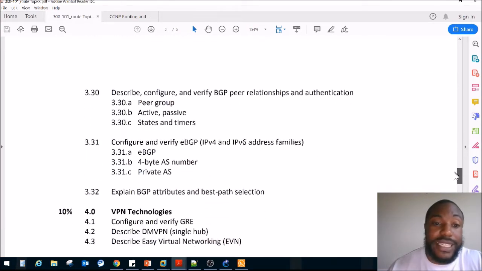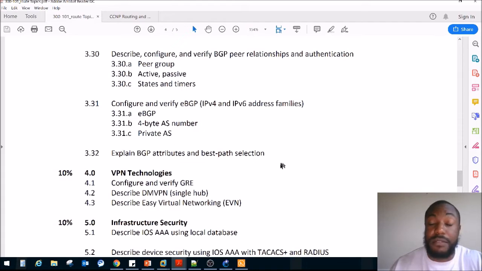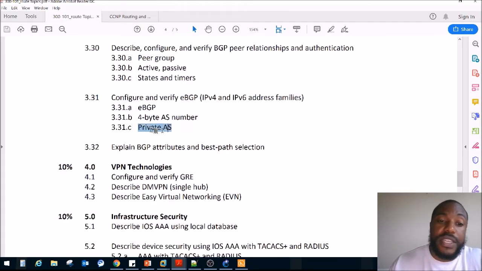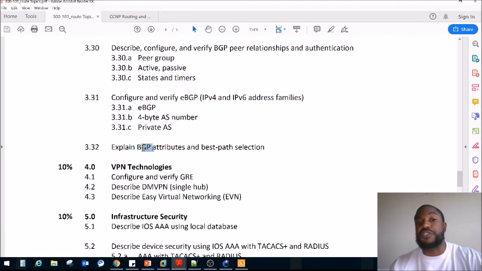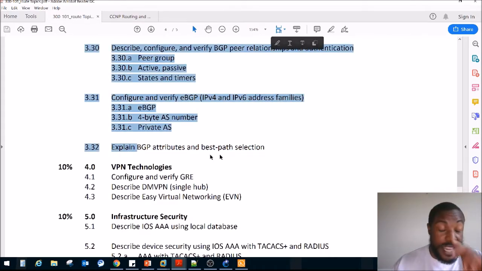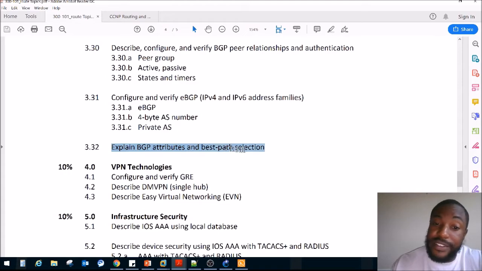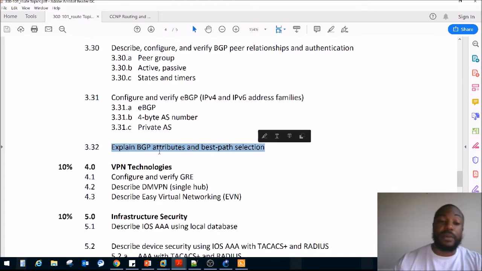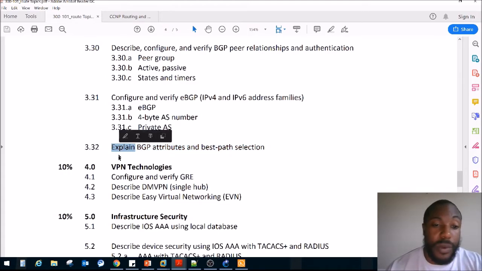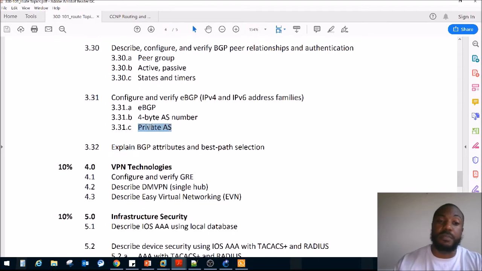This topic may or may not transition into the new exam. Most likely it will, because this has to do with BGP, which is practically the only routing protocol on the internet. We just wrapped up the section on 4-byte AS numbers. We are going to do private AS, and after that, we are going to just explain BGP attributes and best path selection. I believe that's a real CCIE topic, which is why they just want us to explain it. We don't have to really do any configuring. Anyways, what is a private AS?